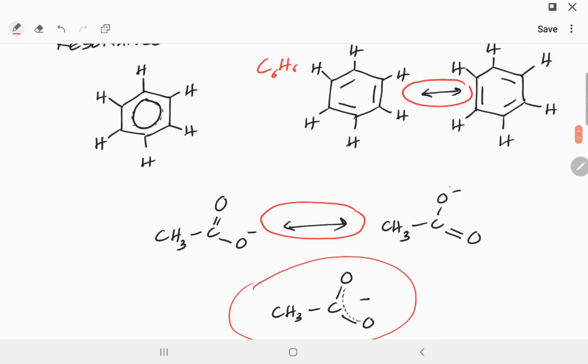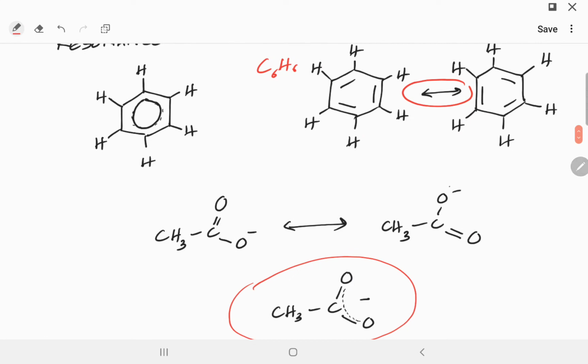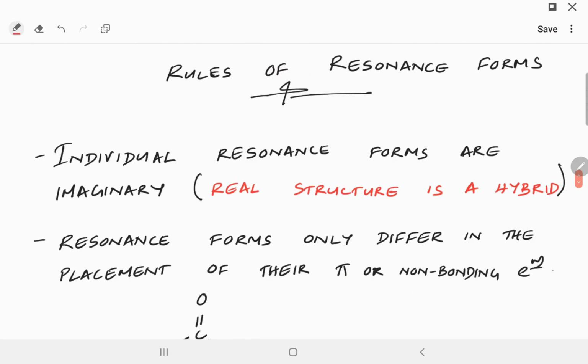Okay, keep that in mind. You always separate your resonance structures using a double headed arrow. Okay, keep that in mind. All right, so let's summarize everything that we learned in the last few minutes.